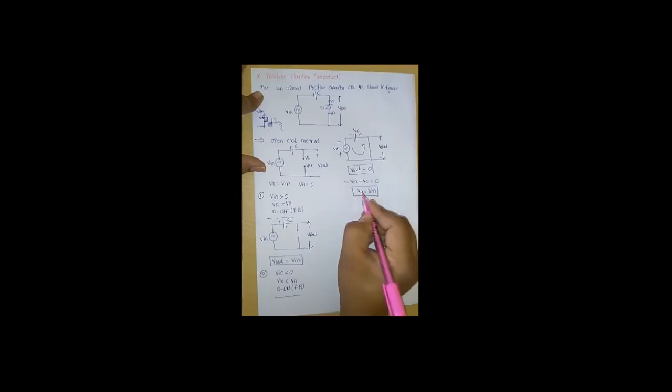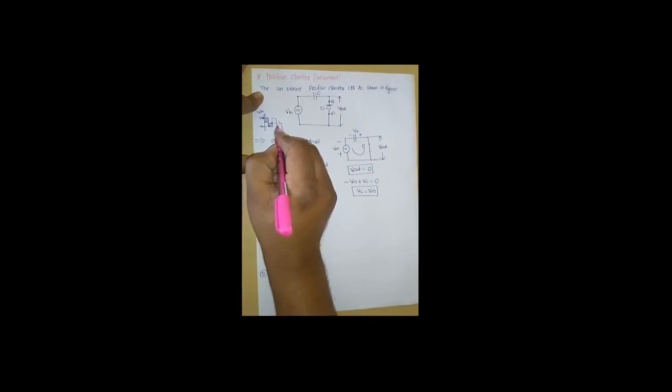Clear? Now we want to draw the input and output waveforms of the positive clamper unbiased circuit. Therefore we now apply the next positive half cycle. In this duration, we estimate whether the diode is open circuited or short circuited.